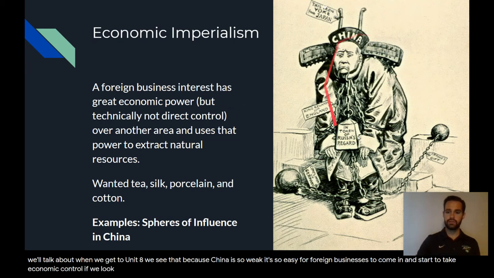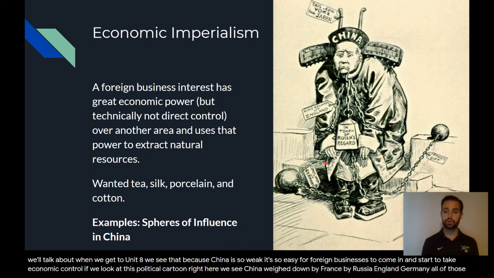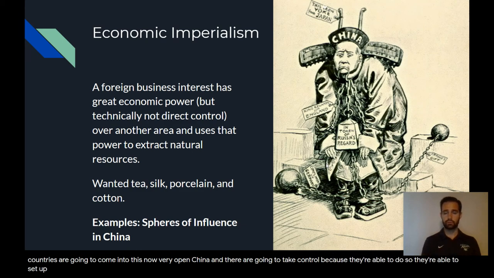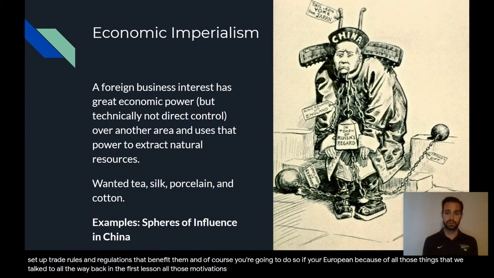If we look at this political cartoon right here, we see China weighed down by France, by Russia, England, Germany. All of those countries are going to come into this now very open China, and they are going to take control because they're able to do so. They're able to set up trade rules and regulations that benefit them. And of course, you're going to do so if you're European because of all those things that we talked about all the way back in the first lesson. All those motivations for imperialism, all of them now apply to China, especially when China is in this weak state.